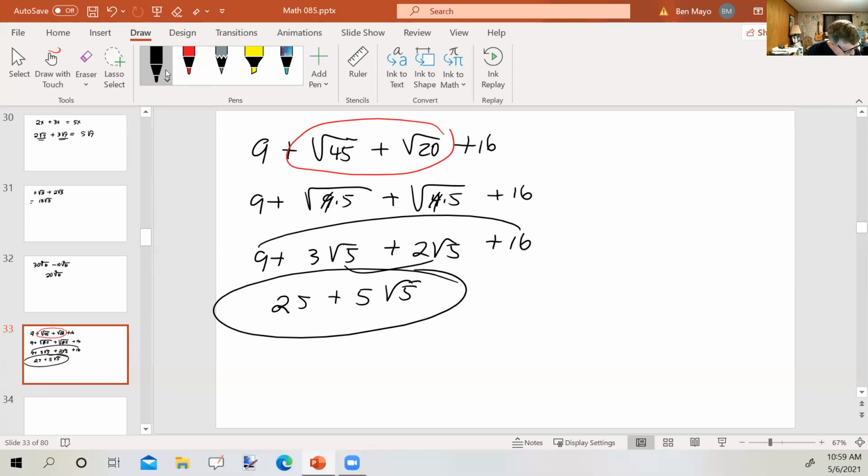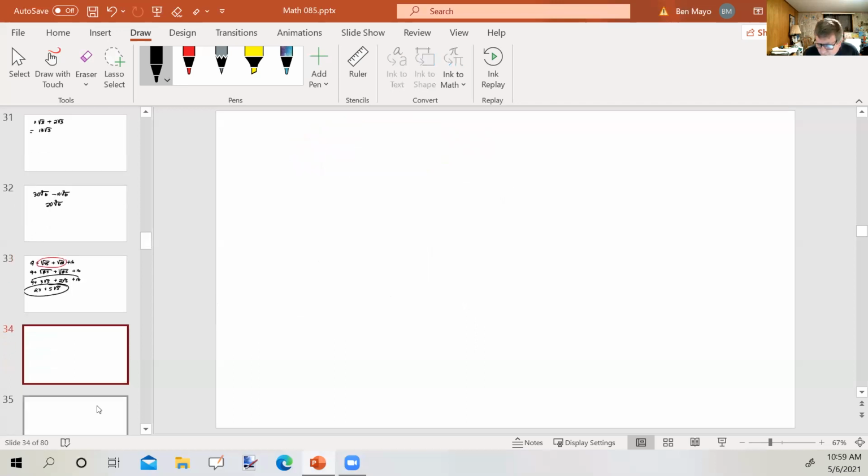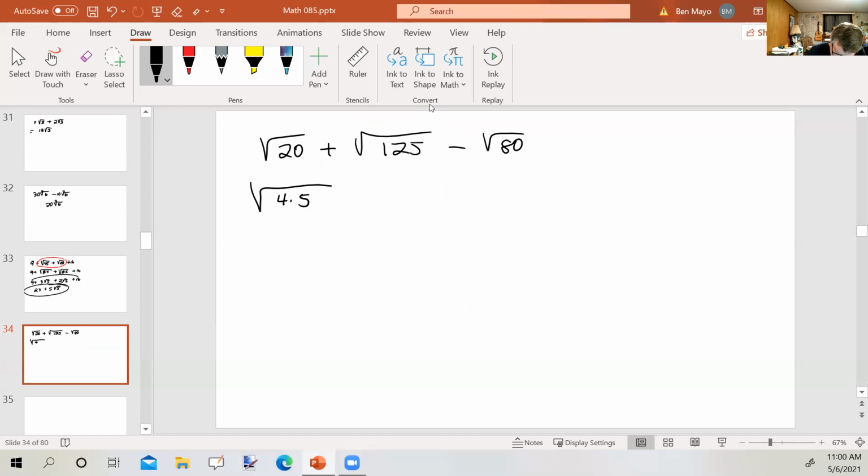Okay, let's take a look at another example. Let's see here, we've got the square root of 20 plus the square root of 125 minus the square root of 80. It doesn't appear that we have any like radicals, but let's simplify each radical and see what shows up. Okay, so 20 could be written as 4 times 5. 125 could be written as 25 times 5. And 80 could be written as 16 times 5.